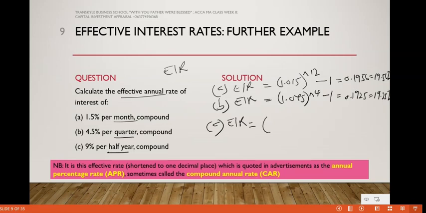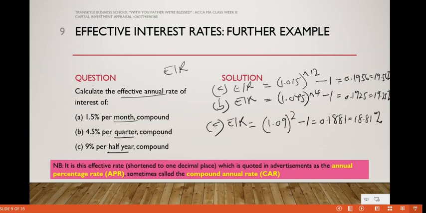So once you have mastered that, you are home and dry. This gives us 0.1881, which is equal to 18.81%.